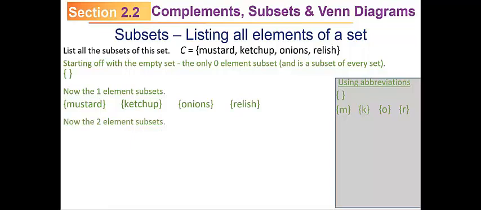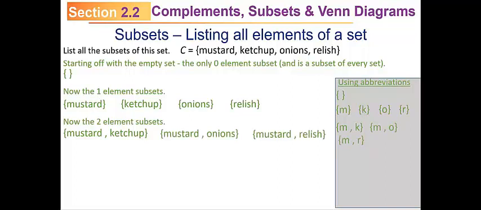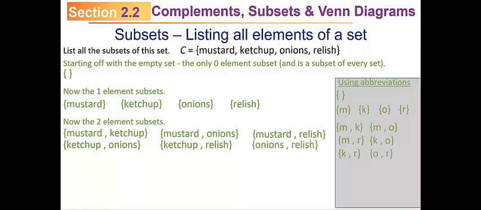Now let's move to the two element subsets. Have to have some organized pattern here, so I'm going to start with mustard and match it with every other condiment. So I'll say mustard ketchup, then I'll say mustard onions, then I'll say mustard relish. I've matched mustard with every condiment. Now I'll move over and do the same with ketchup. I've already matched ketchup with mustard, so now I'll move to ketchup with onions and then ketchup with relish. Now I've matched ketchup with every condiment, so now I'll move to onions. Well, the only condiment I haven't matched onions with is relish, so I match onions with relish.